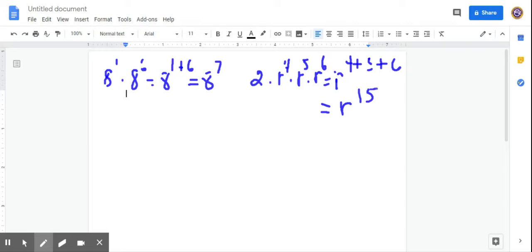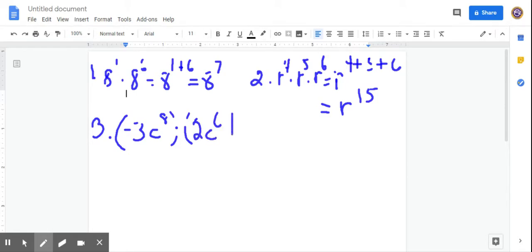Number 3. You have the quantity of negative 3c to the 8th power multiplied by 2c to the 6th d to the 8th power. So we're multiplying. There's no power to a power here. It's all on the same level.